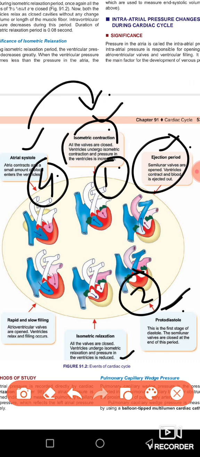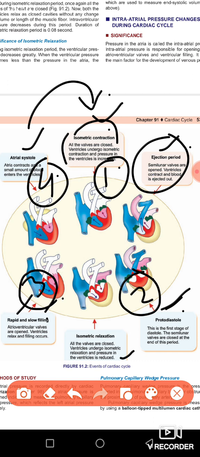Now in isometric relaxation the ventricles relax, and the pressure inside them decreases, but the length and volume remain the same. After it we have the rapid and slow filling phases. In the rapid filling phase the atrioventricular valves are opened and the blood rushes into the ventricles. Due to this rushing of blood, the third sound of the heart is produced, and then there is a slow filling phase.